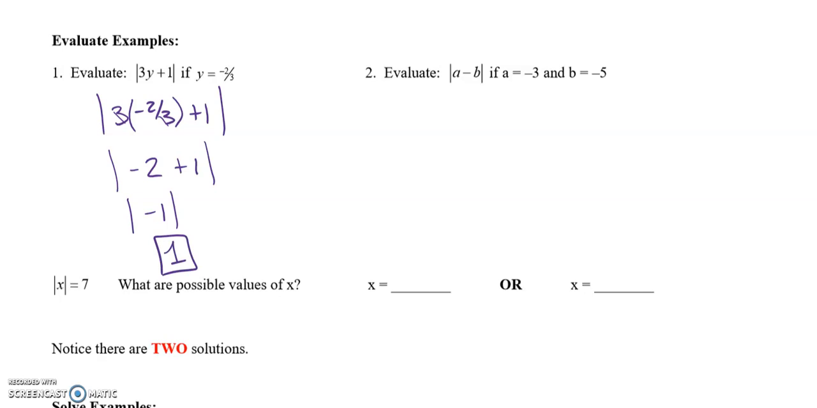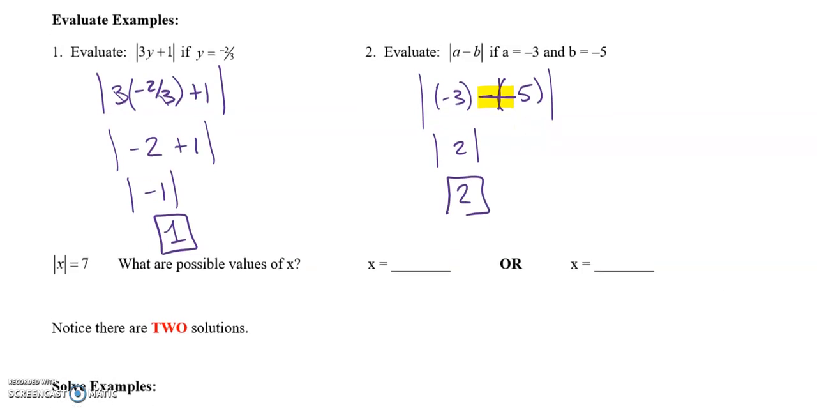If we look at number 2, the absolute value of a minus b if a equals negative 3 and b equals negative 5. So we'll have the absolute value of negative 3 minus b, which is negative 5. So minus a negative right here, minus a negative, that really becomes plus. So negative 3 plus 5 is 2. The absolute value of 2 is just a plain old 2.